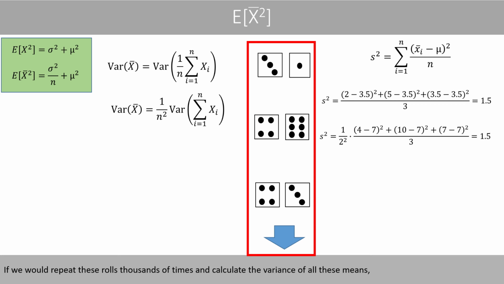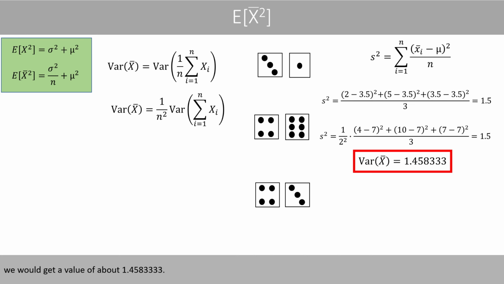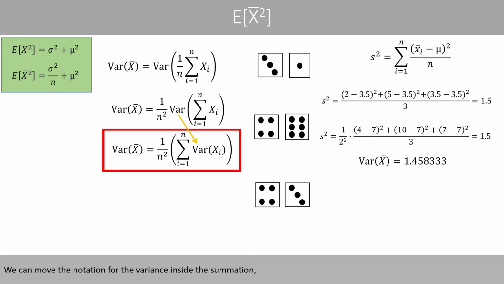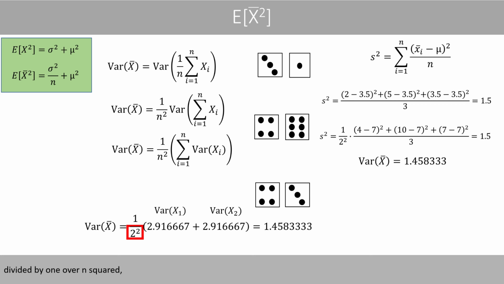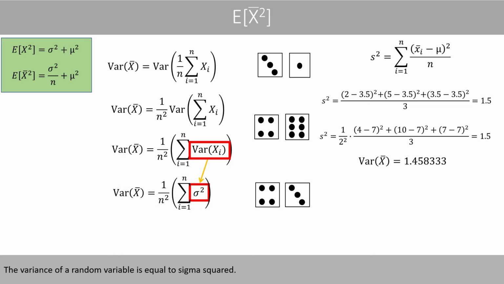If we would repeat these rows thousands of times and calculate the variance of all these means, we would get the value of about 1.458. We can move the notation for the variance inside the summation, because the sum of the variances of 2 individual rows that we calculated previously to about 2.917 multiplied by 1 over n squared will result in the exact same variance. The variance of a random variable is equal to sigma squared.